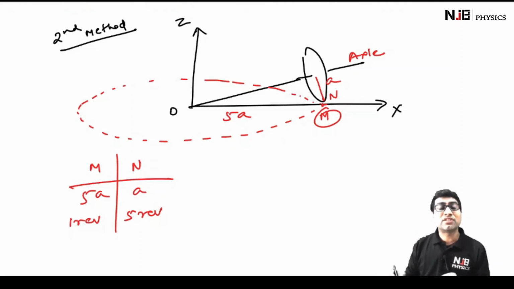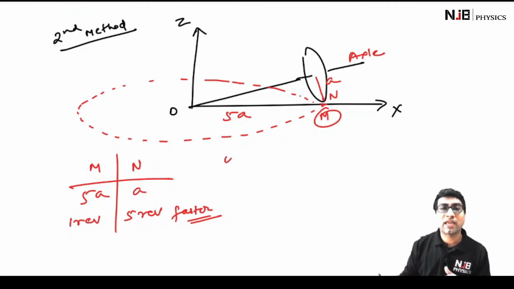And therefore, by the time this point M completes one revolution about its circle, point N is going to complete 5 revolutions around the axle. So we can say that this point N is moving faster, or rather, revolving faster than point M. How much faster is it revolving? It is revolving 5 times faster.